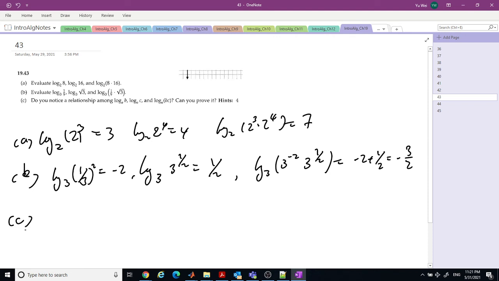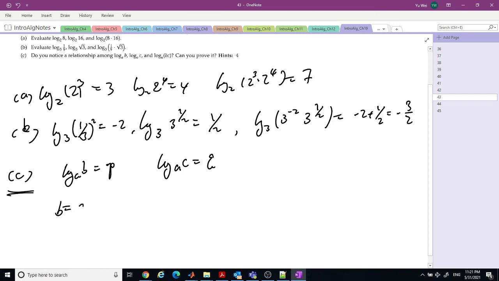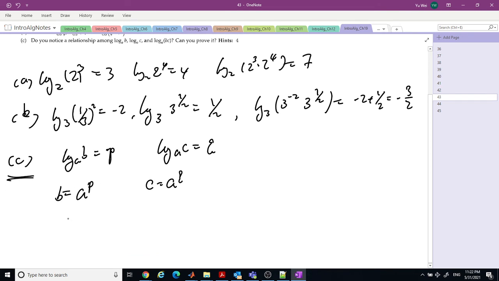And C, this is easy, right? You can see log_a of b is equal to p, and log_a of c is equal to q. Then you can get b equals a to the p, and c equals a to the q. Then b times c is equal to a to the (p plus q). So log_a of bc is equal to p plus q.